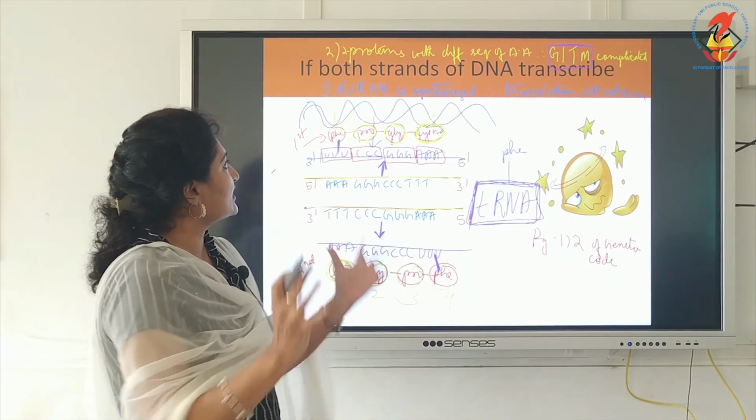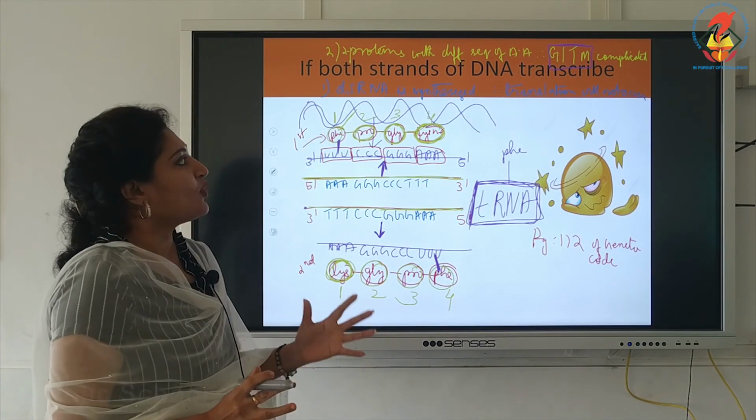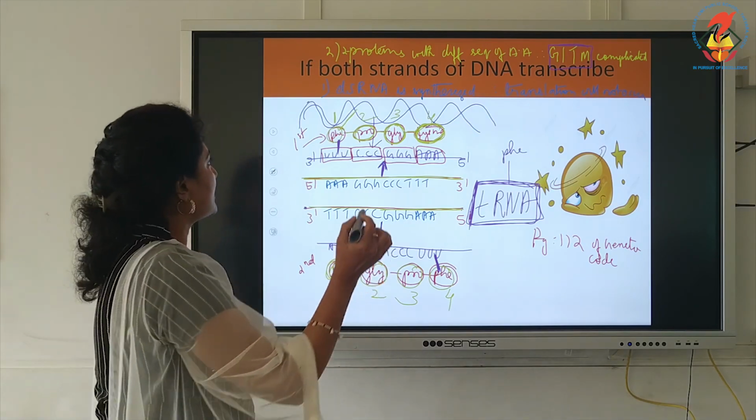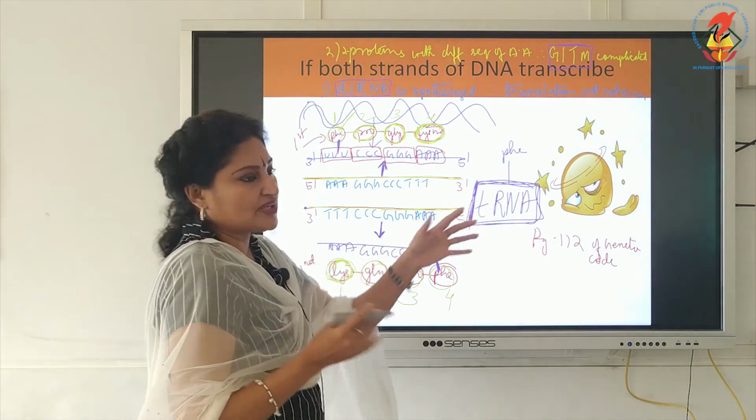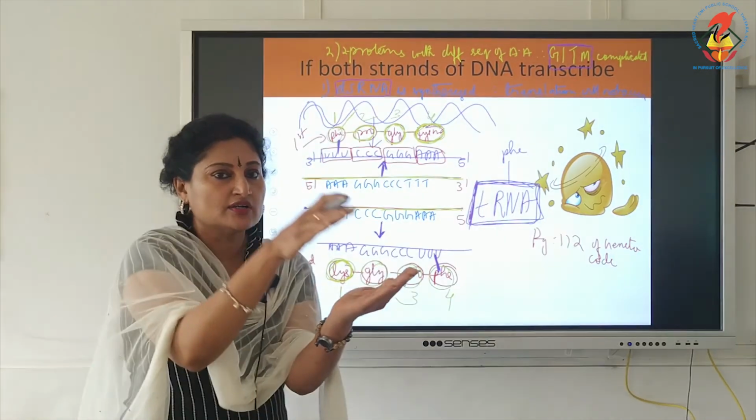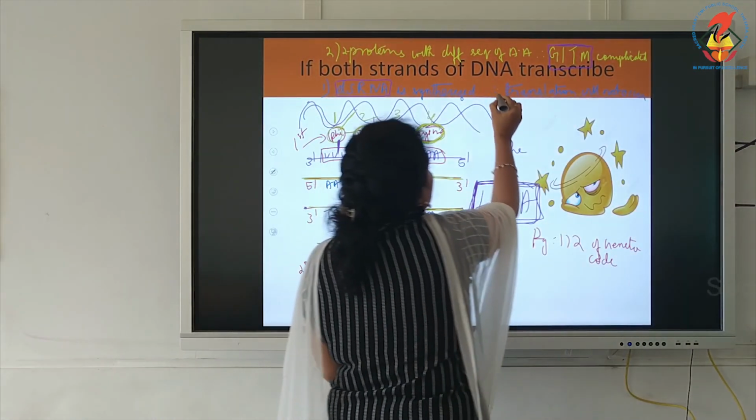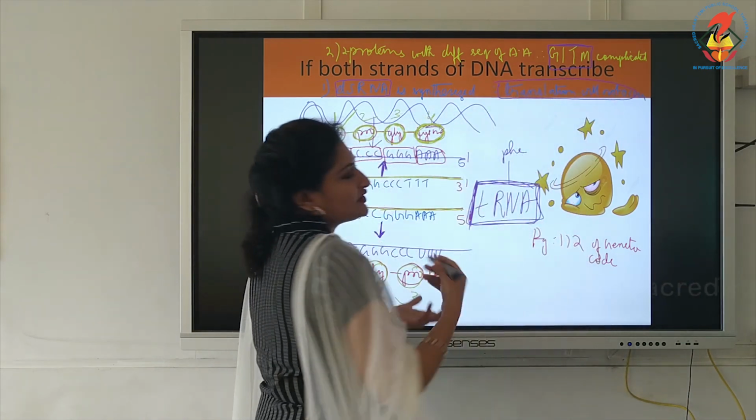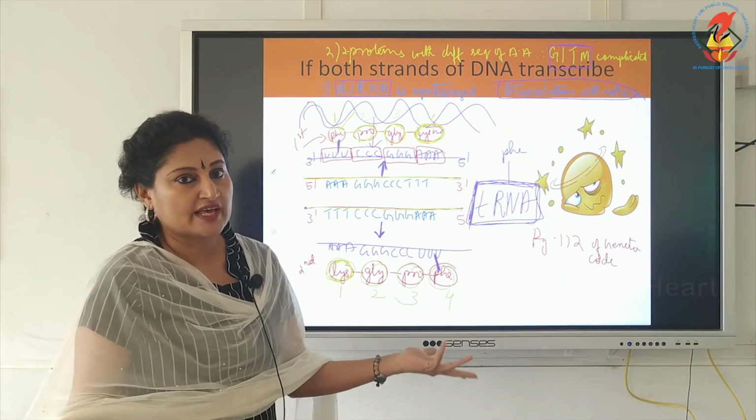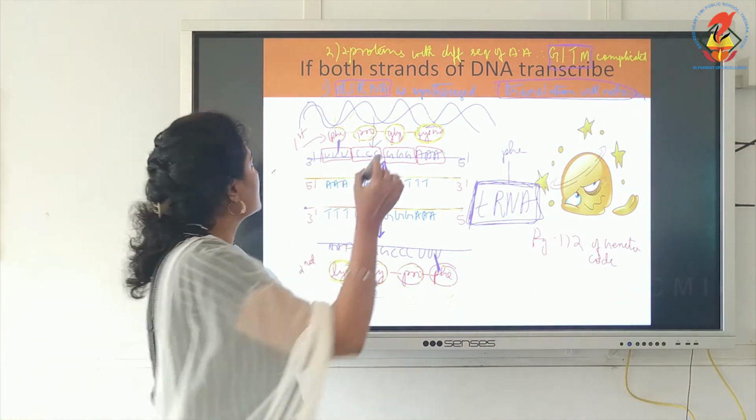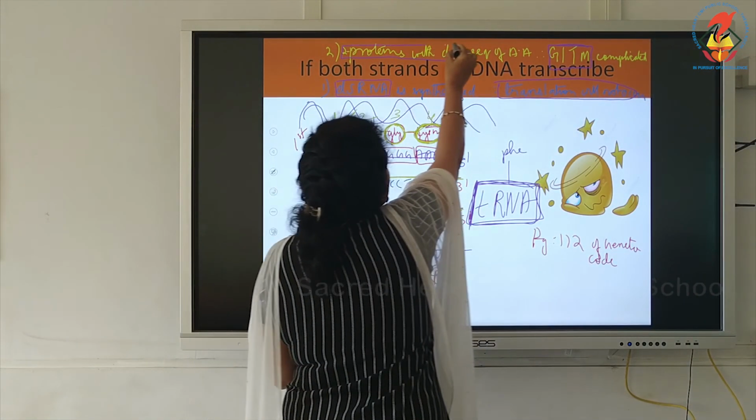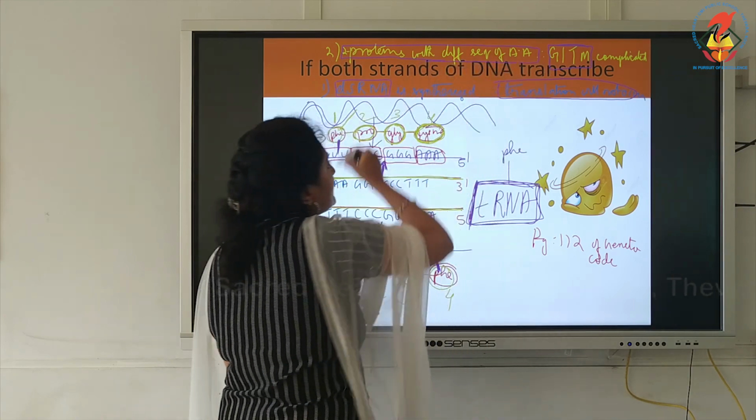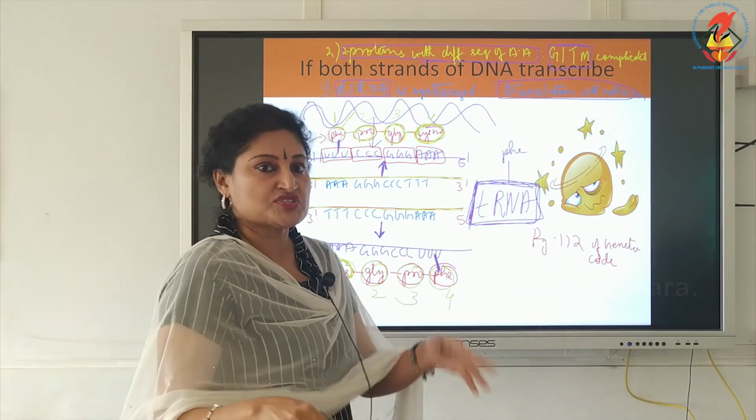So once again I conclude with the drawbacks if both the strands of DNA are transcribed. The first drawback is dsRNA is synthesized. Being complementary, the two mRNAs form dsRNA, and therefore will translation occur? Translation will not occur. So transcription has become a futile process. The second drawback is two sets of proteins will be produced, and how will these proteins be? With different sequences of amino acids.